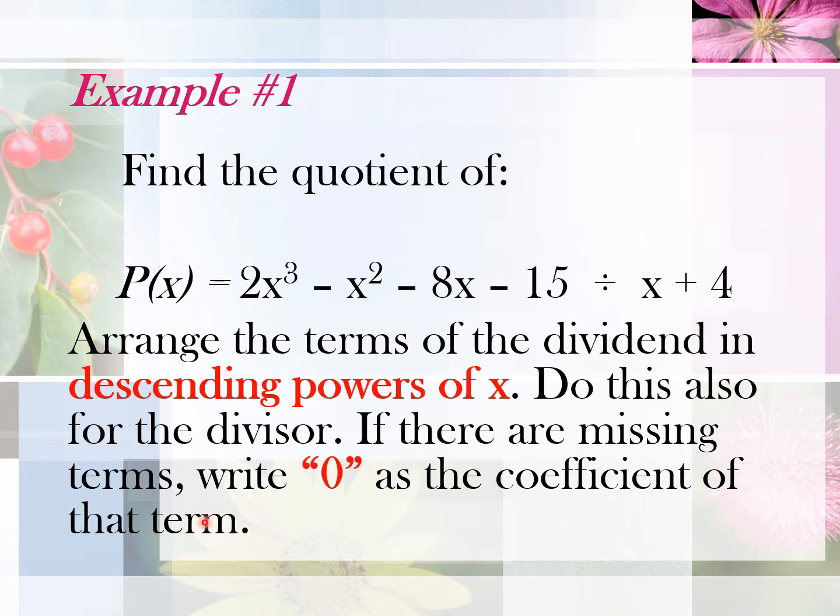If there are missing terms, write 0 as the coefficient of that term. So, let's say wala kang x squared dito. So, dahil wala kang x squared, kailangan daw lagyan natin siya ng 0 as the coefficient. So, bago ka magsimula, magsingit ka dito ng 0x squared. So, next, proceed tayo. Ito yung ating solution sa pag-divide. Una is sulat natin yung divisor sa labas ng ating division symbol and then yung ating dividend sa loob. Yan, naka-descending order yung ating exponent.